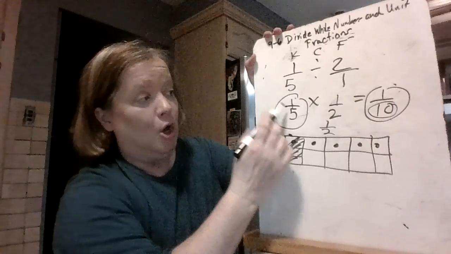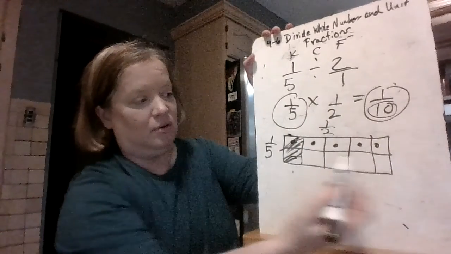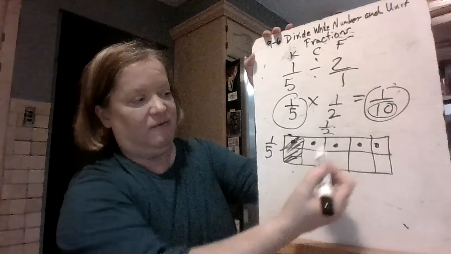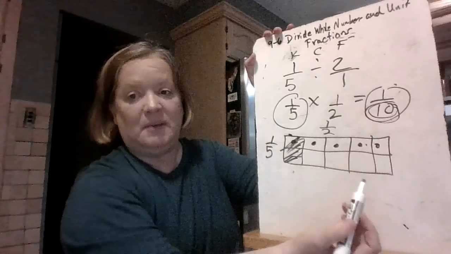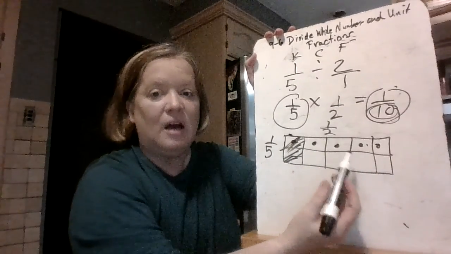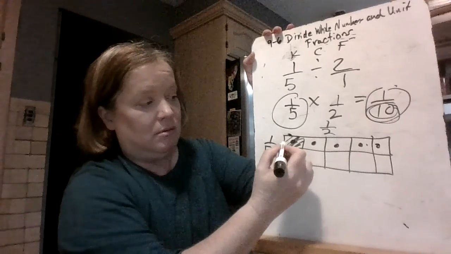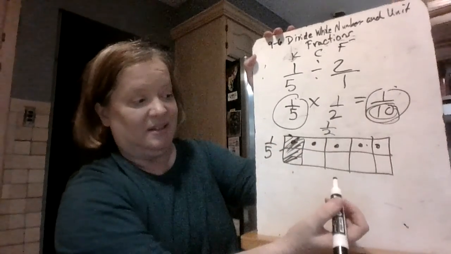And sure enough, 1/5 times a half is 1/10. Well, sure enough, how many pieces do I have here altogether? 1, 2, 3, 4, 5, 6, 7, 8, 9, 10. The denominator is always my total. And then how many pieces up here, if you see in your model, have both shading and a dot? 1. 1 out of 10. So my answer is 1/10.